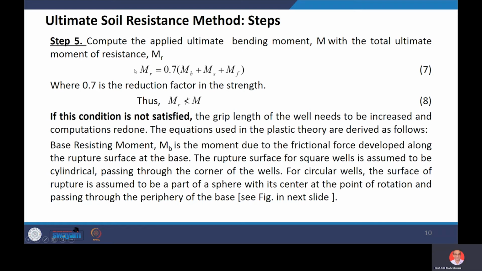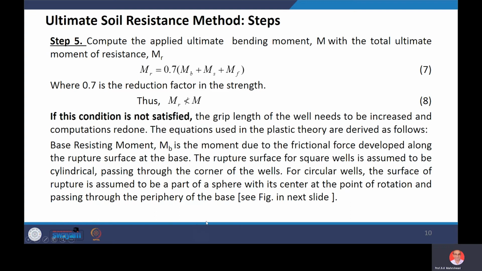And so you get the total value of the resisting moment Mr, and this Mr should not be less than the applied moment M, or you can say that the applied moment should not be greater than Mr. So we need to apply this check also. And if this condition is not satisfied, in that case the grip length of the well needs to be increased and the computation is redone.